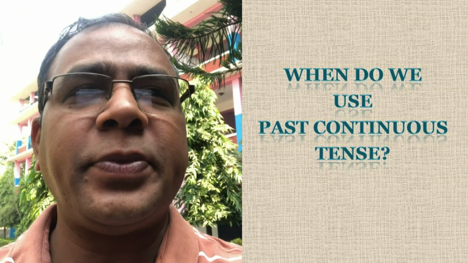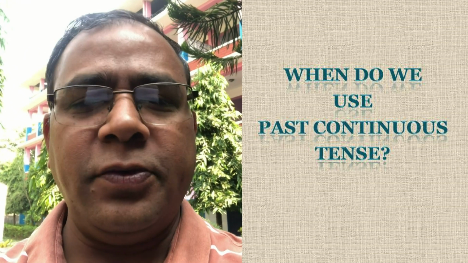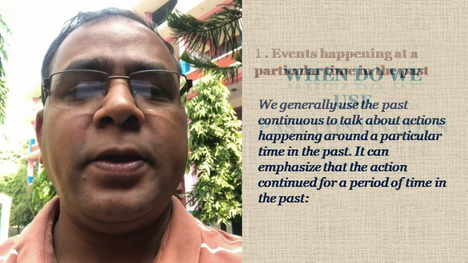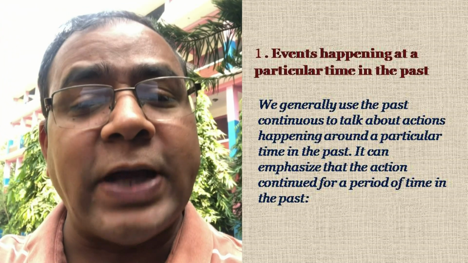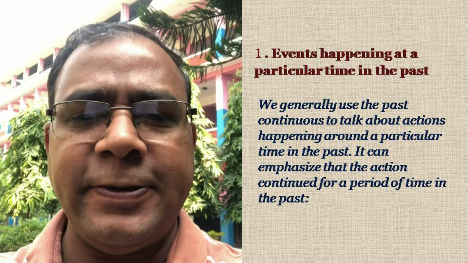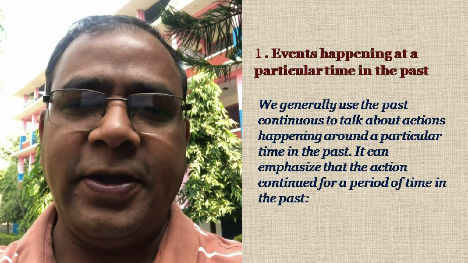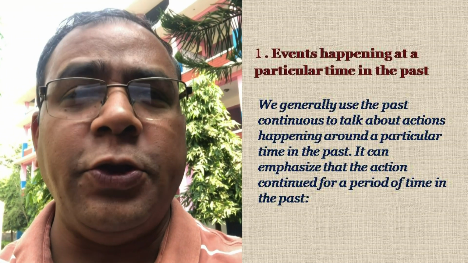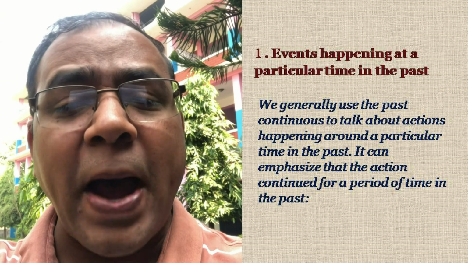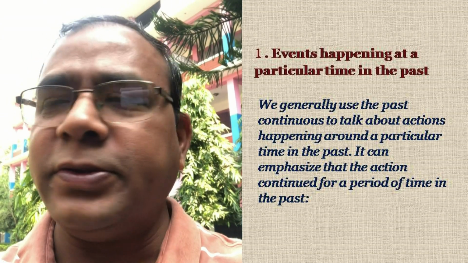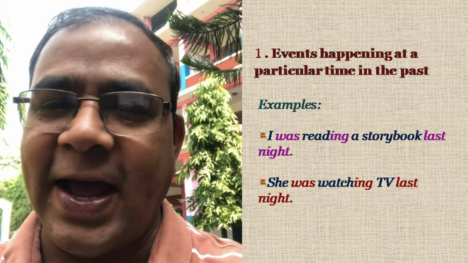Now we are going to see when we use this past continuous tense. We'll try to understand only a few occasions that are very easy to understand. Number one, events happening at a particular time in the past. The moment we talk about the past, we are talking about events or actions that happened in the past. We use the past continuous to talk about an action happening around a particular time in the past period. We can say that particular action was happening for some time in the past. See the example. I was reading a storybook last night.